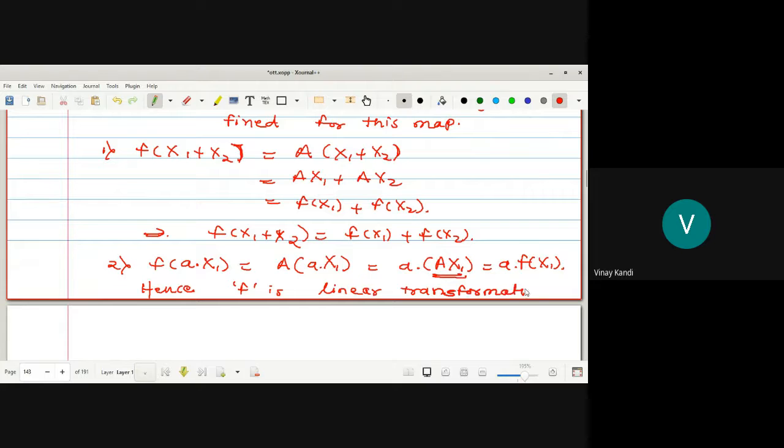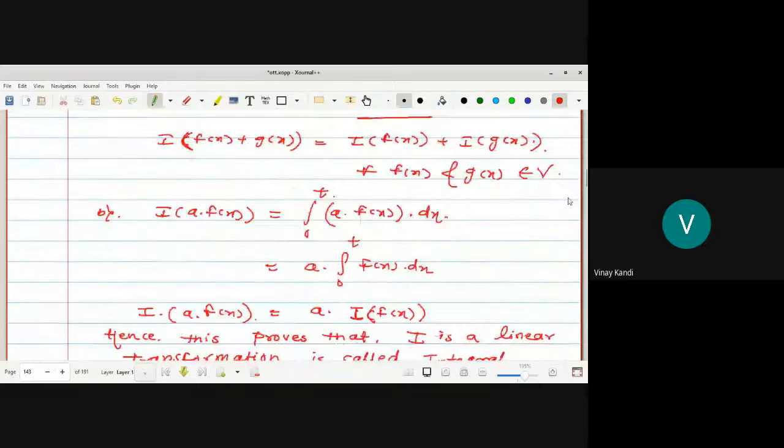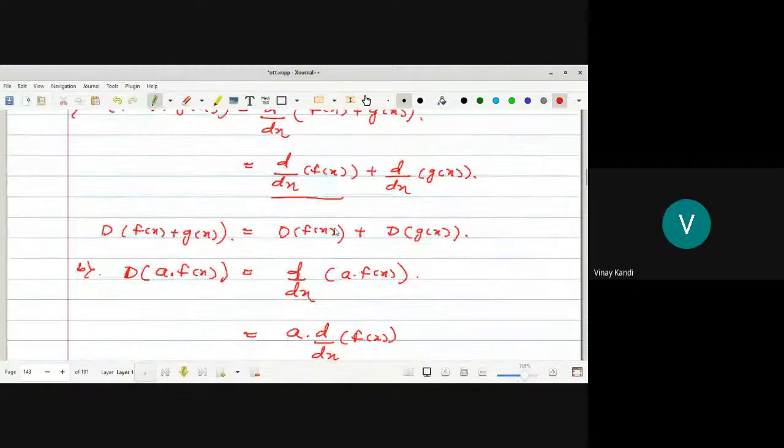Any doubt up to here? Any doubt up to here? So this is the definition of linear transformation and some examples of linear transformation.